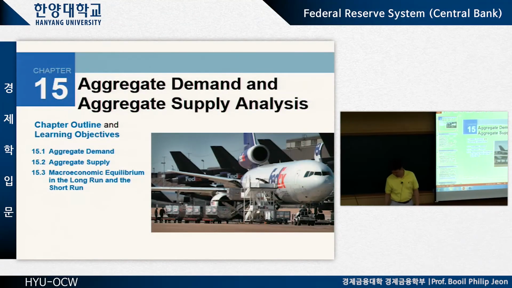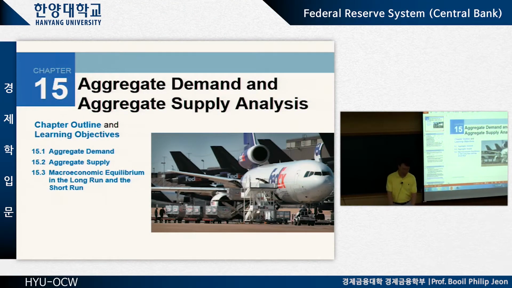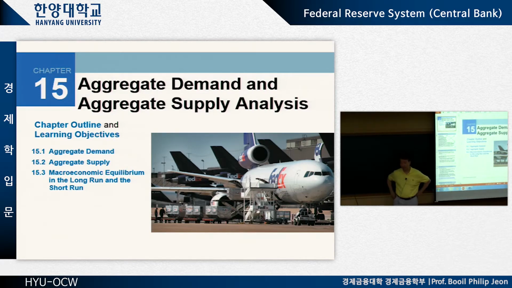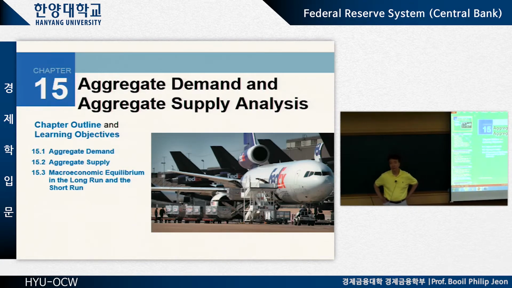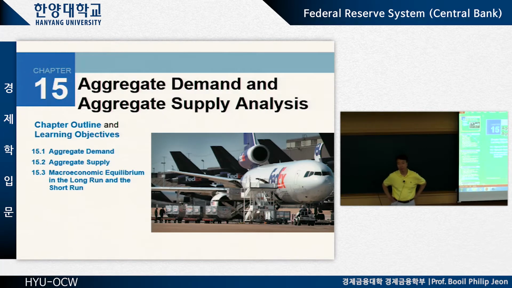All right, in chapter 15, we're going to talk about aggregate demand and aggregate supply. And this is the main model that we're going to use to analyze macroeconomics. Okay? And it's not that difficult because you've already acquired basic concepts of demand and supply. But there are a few things that we need to talk about in this chapter.